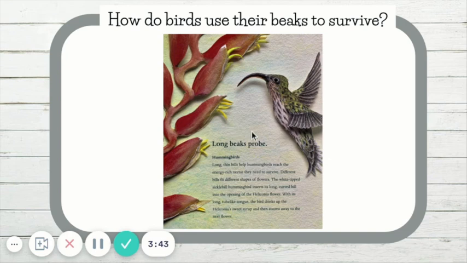Long beaks probe. Hummingbirds. Long, thin bills help hummingbirds reach the energy-rich nectar they need to survive. Different bills fit different types of flowers. The white-tipped sicklebill hummingbird inserts its long, curved bill into the opening of the Helconia flower. With its long tube-like tongue, the bird drinks up the Helconia sweet syrup and then zooms away to the next flower. Wow! Look closely at that beak.